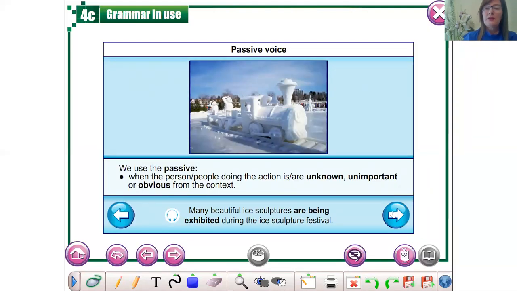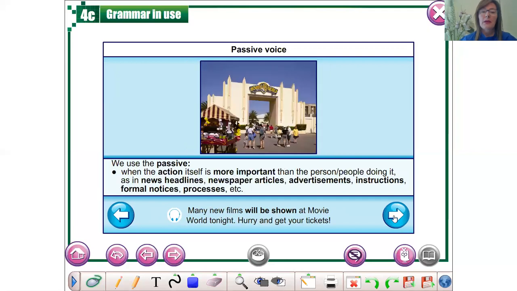We said at the beginning that we use passive when we are not interested in the person who is doing the action, but only in the action itself. We use passive again when we are sure that the person who is doing the action is not as important as the action itself.